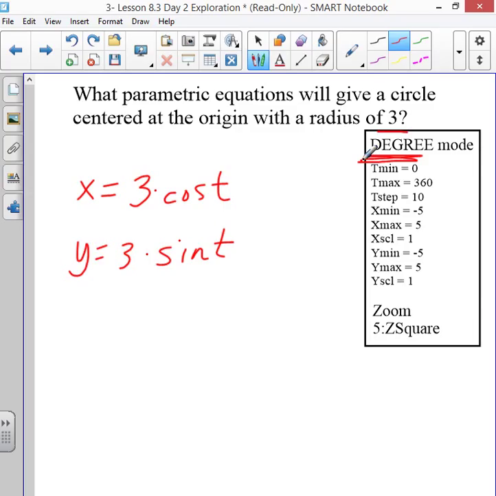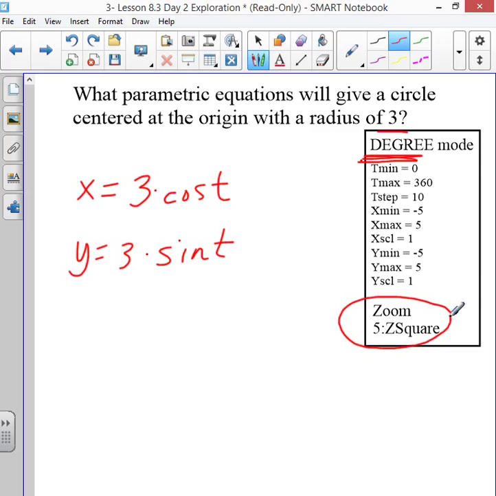So if you graph it, you will actually notice that it doesn't really look like a circle. It actually looks more oval, or the mathematical word for that would be ellipse-like. So what I would suggest is using this zoom key. It's right in the middle on the top of your calculator. Go to zoom, go down to 5, it says ZSquare.